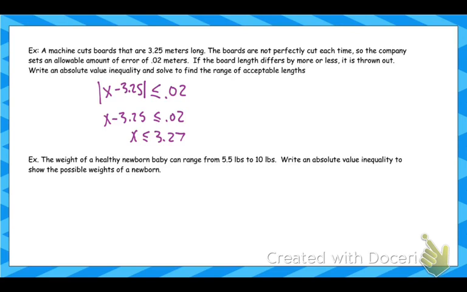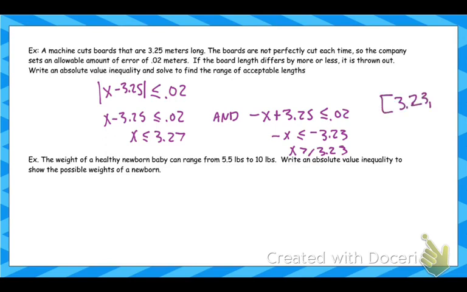My other equation, less than, so it's and. Negative x plus 3.25 is less than or equal to 0.02. So negative x is less than or equal to negative 3.23. So x is greater than or equal to 3.23. Since it's and, I'm looking for the overlap, which is from 3.23 to 3.27. Now, when you're writing these inequalities, keep in mind, typically the setup here is basically our midpoint, and that's your differential.